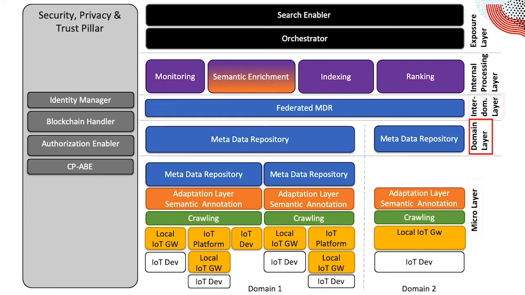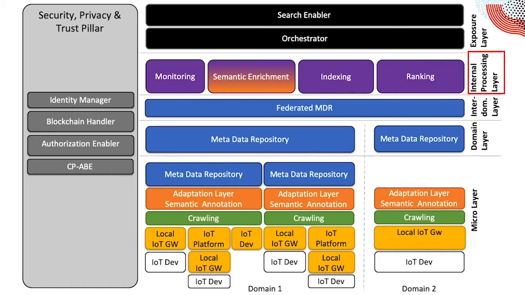The domain and interdomain layers comprise the core of our architecture, based on what we have called metadata repositories, which we are referring to as MDR. These are the brokers responsible for distributing the semantically annotated information to other components of the architecture. Actually, the federated MDR is the endpoint and the reference for the upper layers' components.